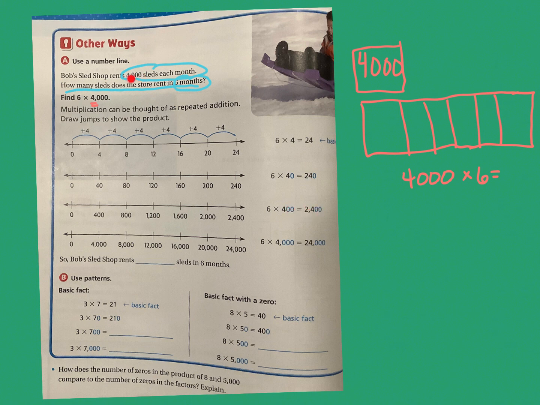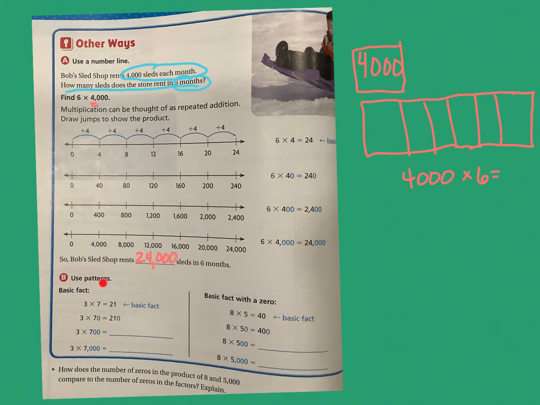In this case, we needed to count by 4,000s. So here we're counting by 4,000s. 3 zeros there, right? 1, 2, 3, 4, 5, 6. 6 times 4 is 24, with 3 zeros on the end. That pattern can be utilized for us so that we can just move those zeros over. So Bob's sled shop rents 24,000 sleds in 6 months.